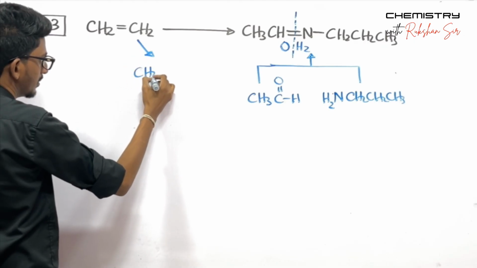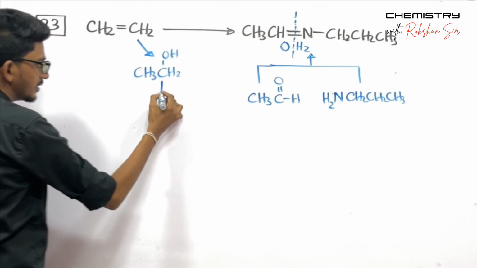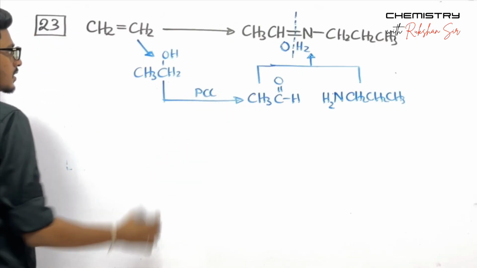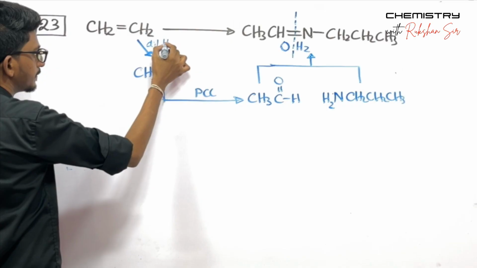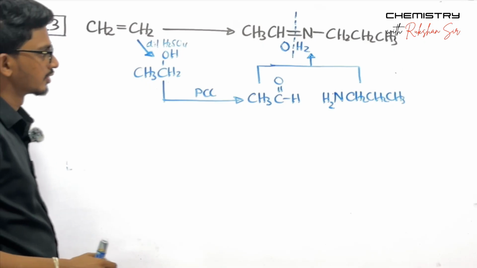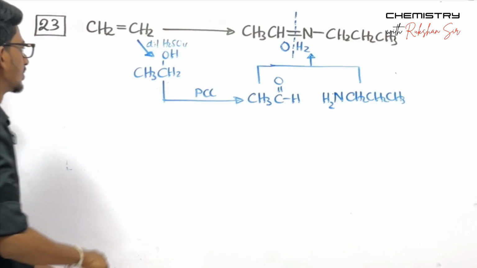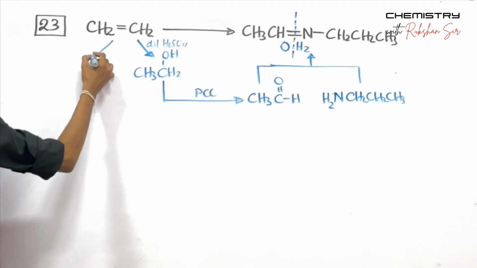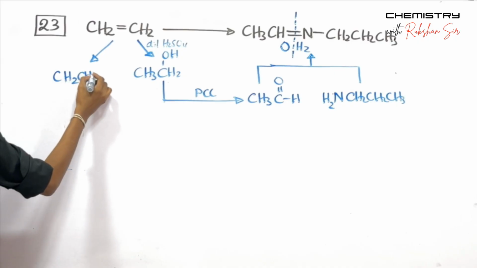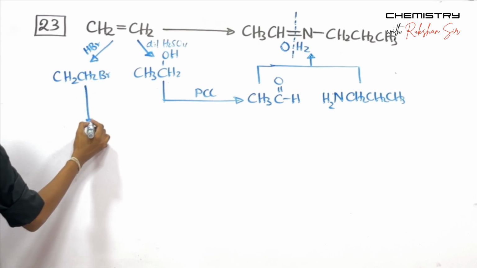You have to definitely come through alcohol, right? So alcohol should be made first, then just PCC. This can be done by dilute H2SO4, adding a water molecule, right? Okay. So now this one is a 3-carbon compound. First you need to prepare the 3-carbon compound here, right? So the cyanide method can be used. First of all you need to prepare the alkyl halide by just adding HBr. Then you can bring the cyanide.